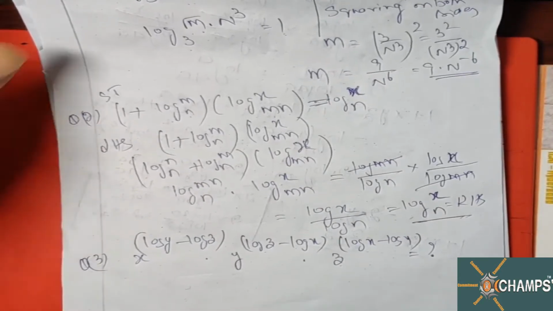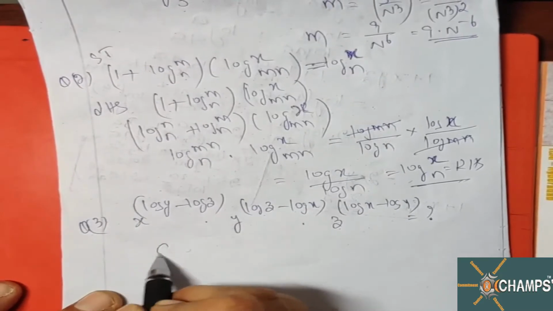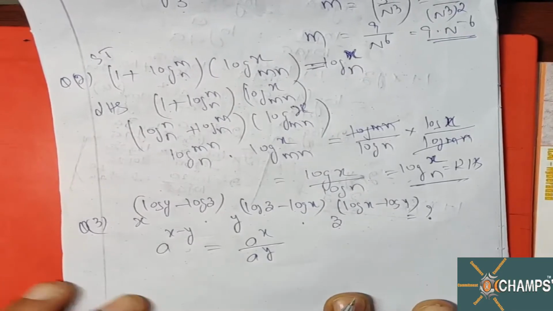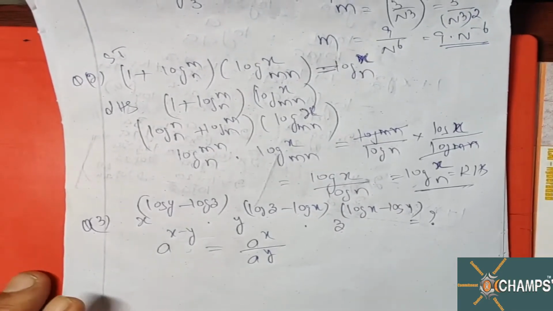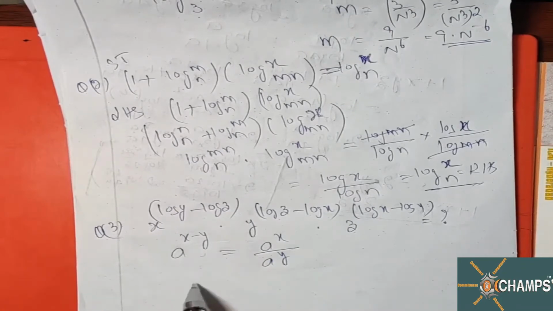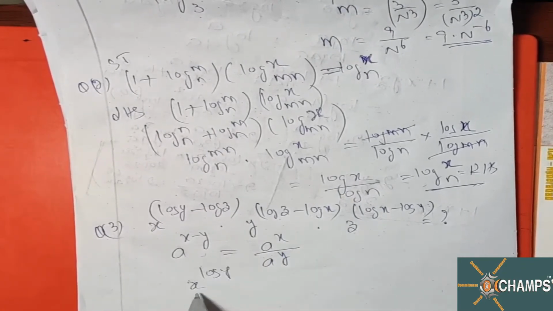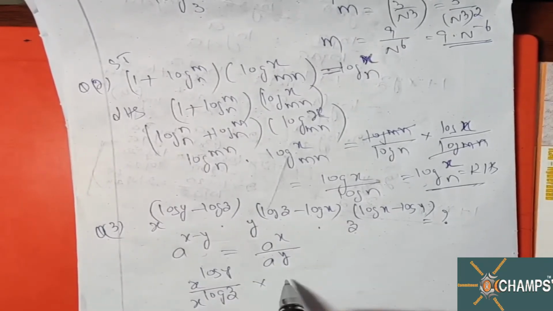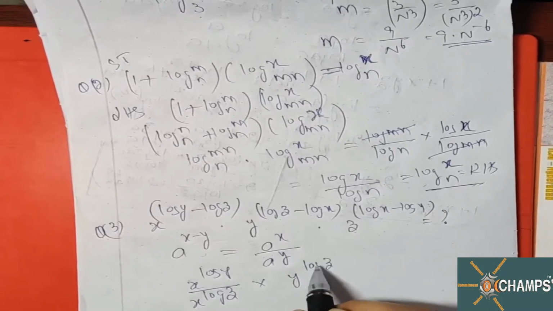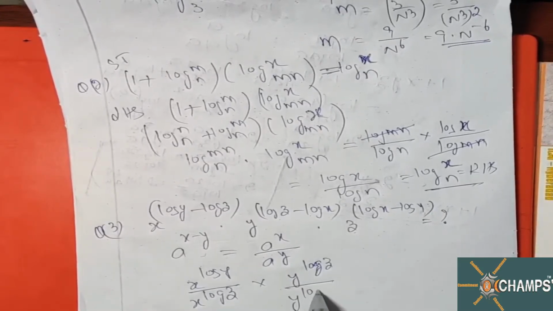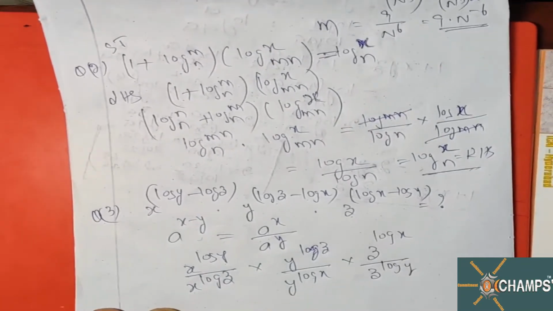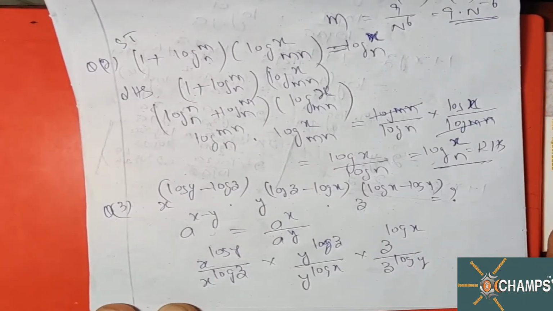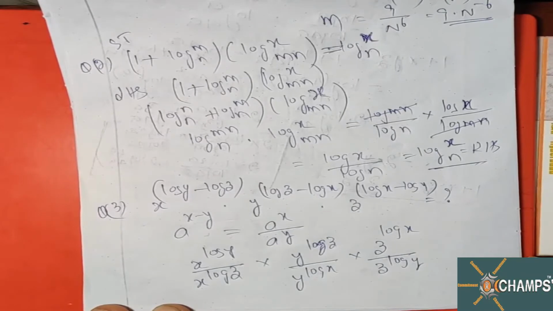Now look at this. A to the power x minus y can be written as a power x by a power y. So this is x to the power log y divided by x to the power log z, y to the power log z divided by y to the power log x, z to the power log x divided by z to the power log y.